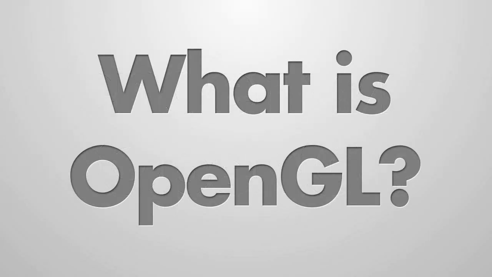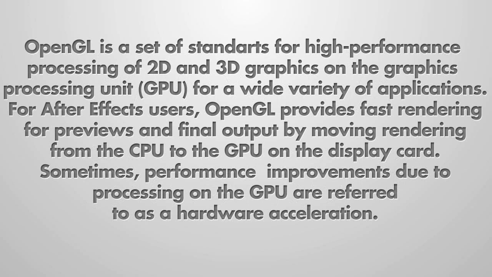First I will start with the OpenGL standard. OpenGL is a set of standards for high performance processing of 2D and 3D graphics on the graphics processing unit, also known as GPU, for a wide variety of applications. For After Effects users, OpenGL provides fast rendering for previews and final output by moving rendering from the CPU to the GPU on the display card. Sometimes performance improvements due to processing on the GPU are referred to as hardware acceleration.